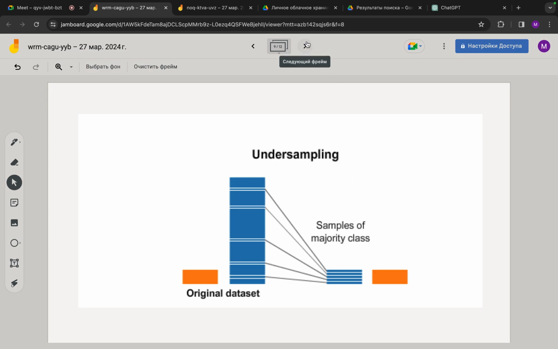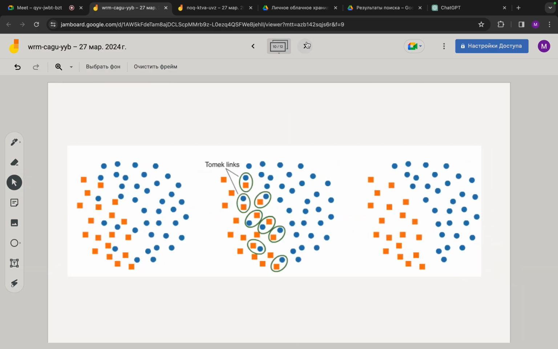The next method is called Tomek links. It finds pairs of examples from opposite classes that are close in proximity and removes the sample of the majority class in each pair. As you can see here, we again have the blue majority class. We find the nearest samples, and we are removing them from our dataset.